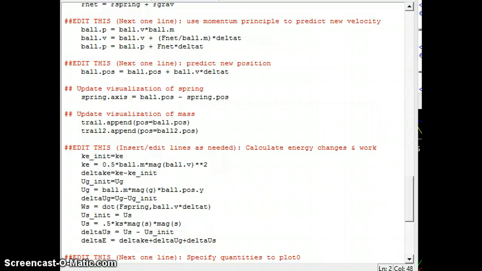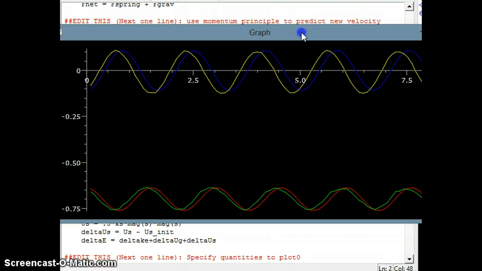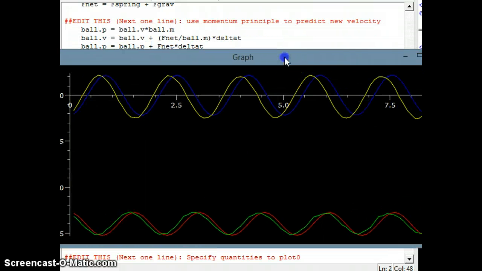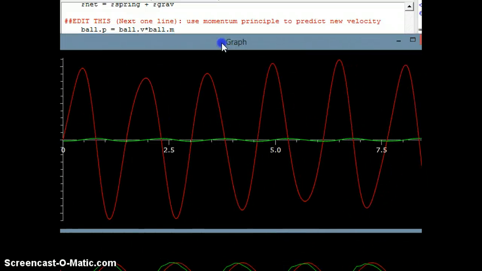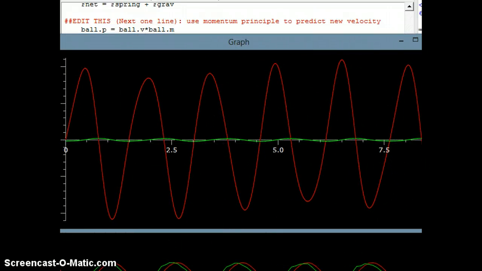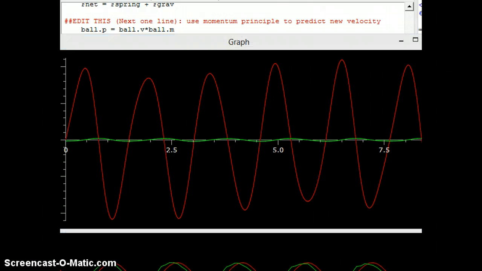To find the change in spring potential energy, I subtracted the initial spring potential energy from the final spring potential energy. The change in energy is equal to the change in kinetic energy plus the change in gravitational potential energy plus the change in spring potential energy. Right here, we plotted the change in total energy and the change in spring potential energy. The red line is the change in spring potential energy and the green line is the change in total energy, and this graph is correct because it shows that the change in energy is 0, which is the first law of thermodynamics.